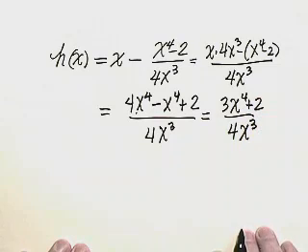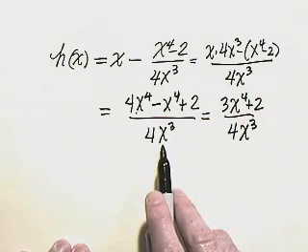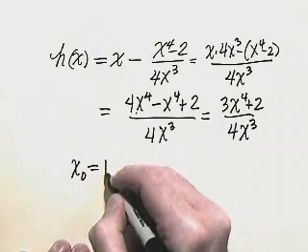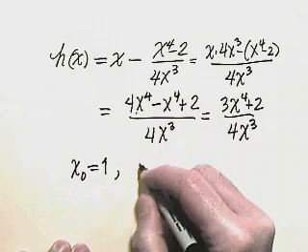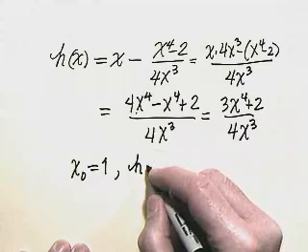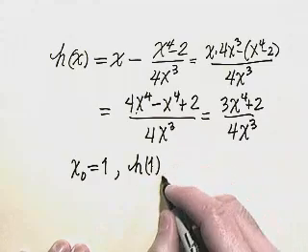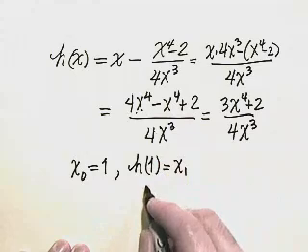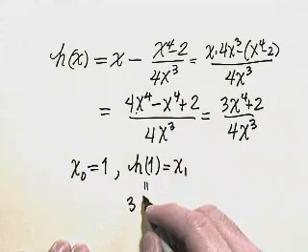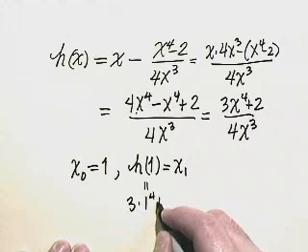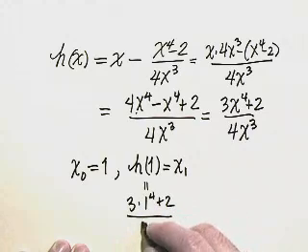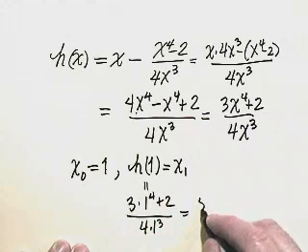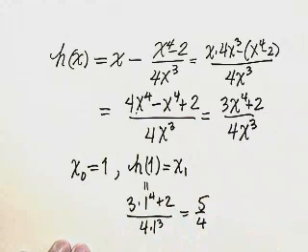Okay, so now, for instance, if I wanted to find out, starting with x naught equal to 1, I can easily find x1. I just compute h of 1. So h of 1 is x1, and so what will h of 1 be? 3 times 1 to the fourth plus 2 over 4 times 1 cubed, which is 3 plus 2, or simply 5/4.